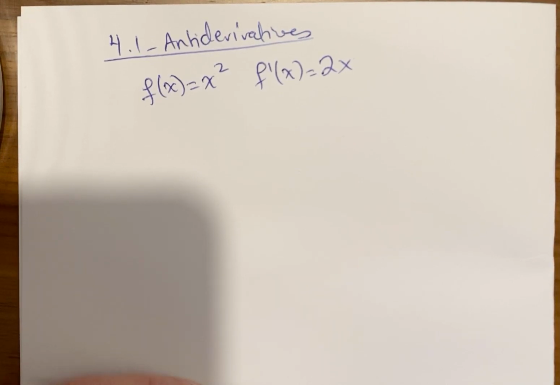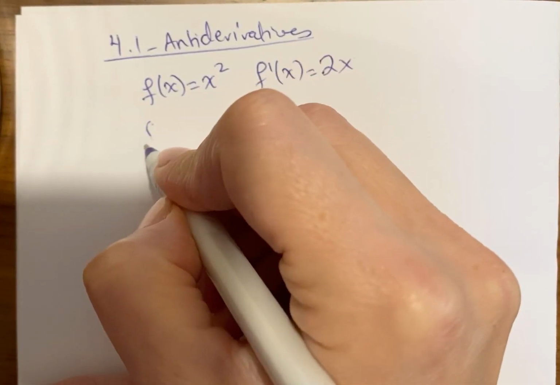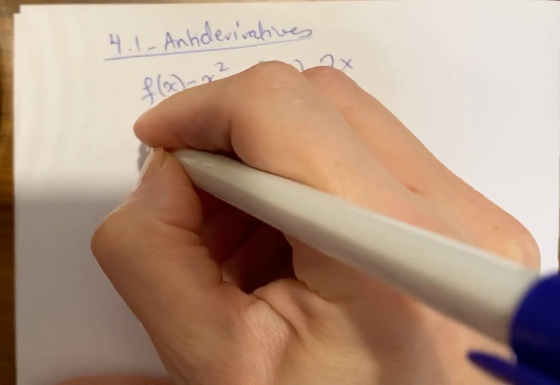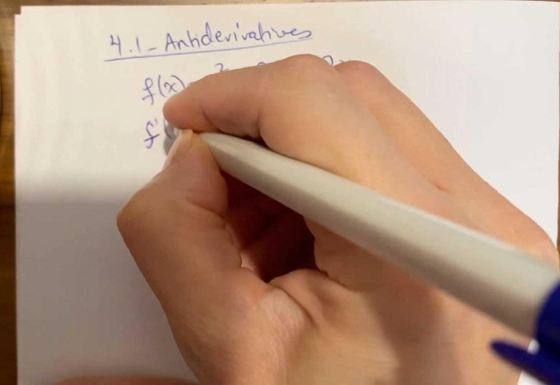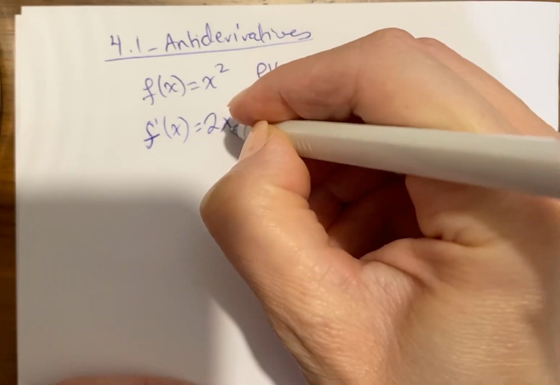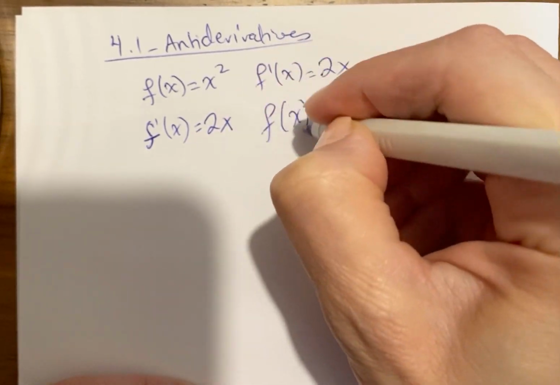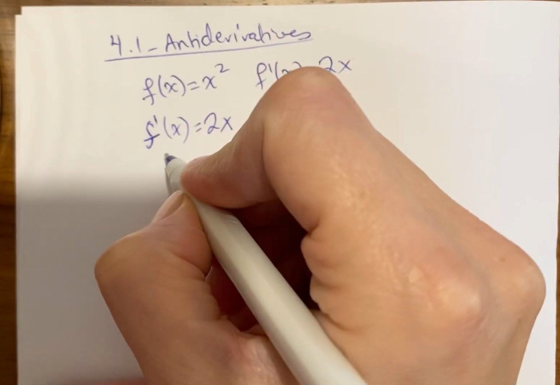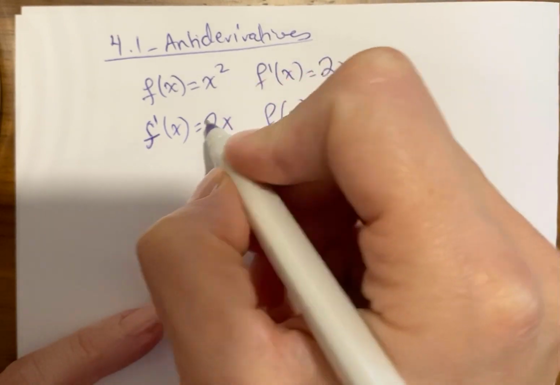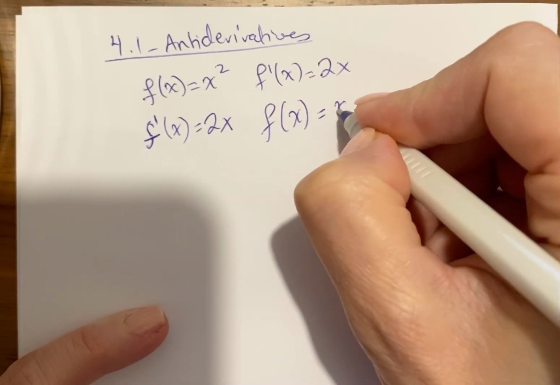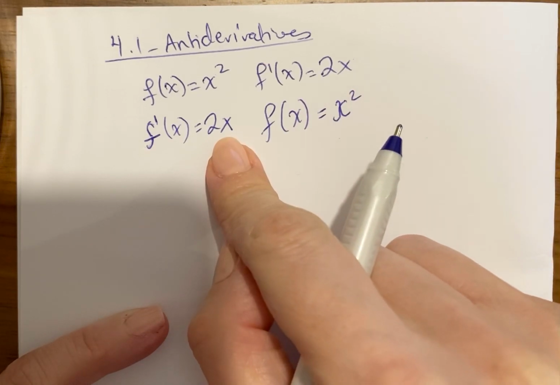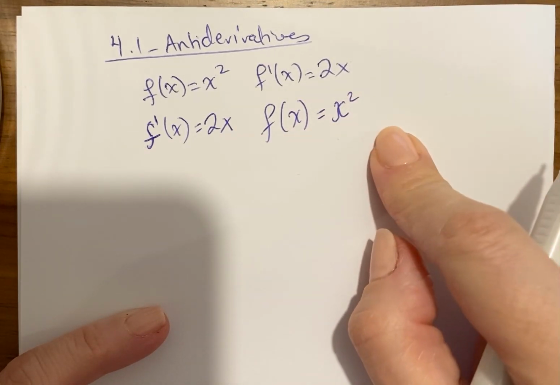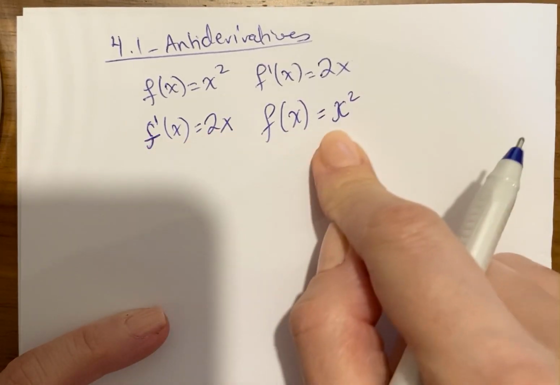For example, if I tell you that f prime of x is equal to 2x, can you tell me what the original function is before the differentiation? Of course, we know that the derivative of x squared is 2x. So we say the antiderivative of 2x is equal to x squared. An antiderivative of 2x is x squared.